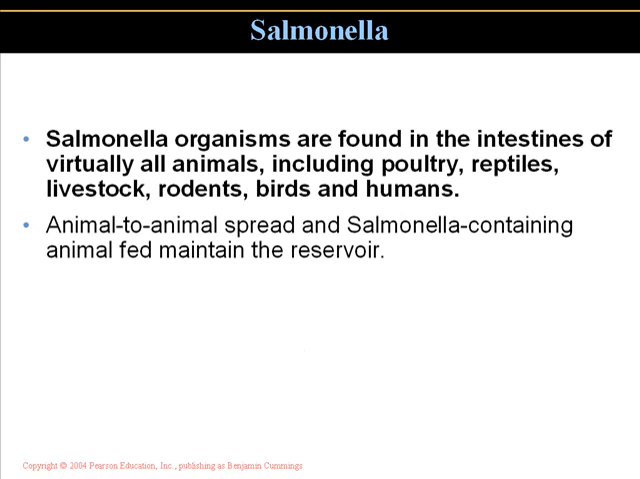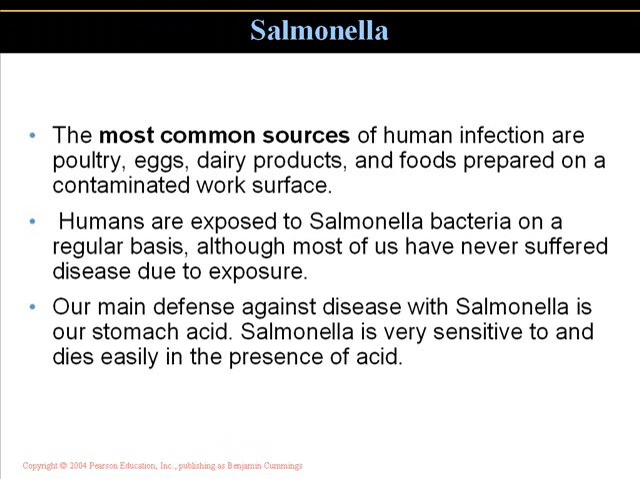It's an organism that's found in the intestines of virtually all animals, including poultry, reptiles, livestock, rodents, birds, and humans. Animal-to-animal spread and salmonella-containing animal feed maintain the reservoir. The most common sources for humans, and you need to know this, for salmonella: poultry, eggs, dairy products, and foods prepared on contaminated work surfaces. So you take the chicken, you put the chicken on the counter, you chop the chicken up, you feed it to your pet lion. But then when you prepare your food on the same counter, you contaminate your food with the salmonella that was on the counter.